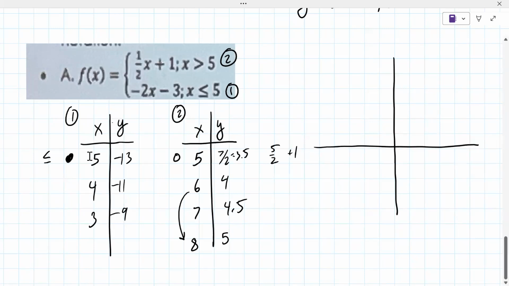Now the one on the left, I don't know why your teacher chose this one. It's kind of a tough one to graph because it goes down so far.